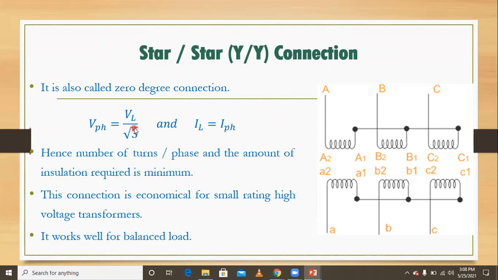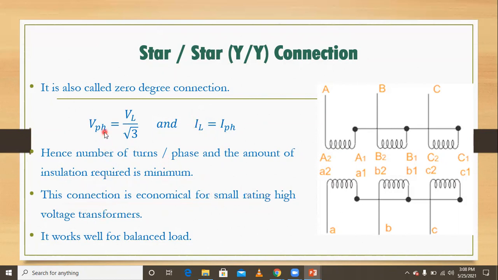Because phase voltage is equal to line voltage by root 3, but line current is equal to phase current. That current is maximum, but voltage decreases to 1 by root 3 times. Understood? This connection is economical for small rating, high voltage transformers.